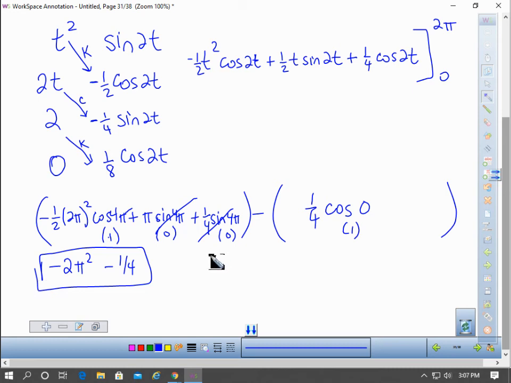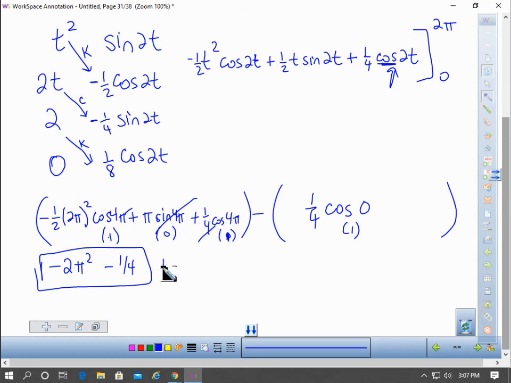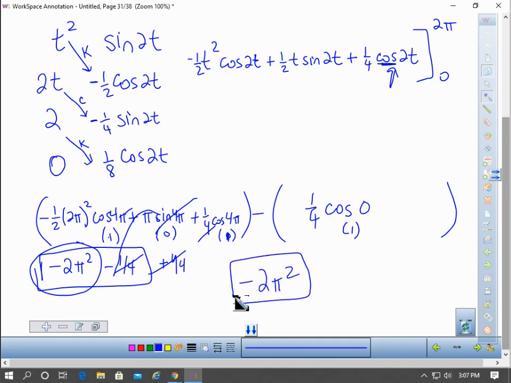Wait a minute. Oh, I copied this guy wrong. Gosh, I wish y'all were here with me. You'd catch me doing this stuff. This right here is cosine of 4 pi, because I copied this guy wrong. All right, cosine of 4 pi, which is 1, and that gives us another plus 1/4, so these guys cancel. So the answer is only negative 2 pi squared. There we go. It helps if you copy correctly.